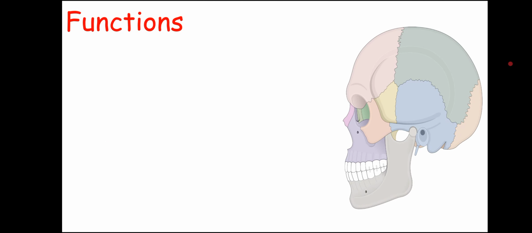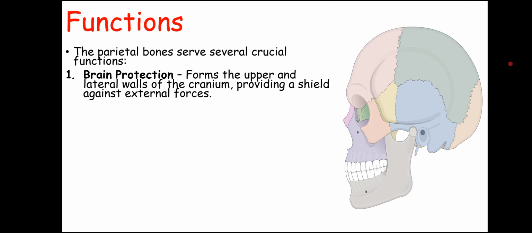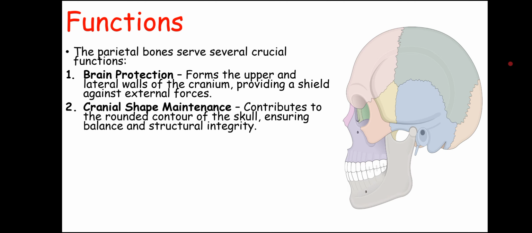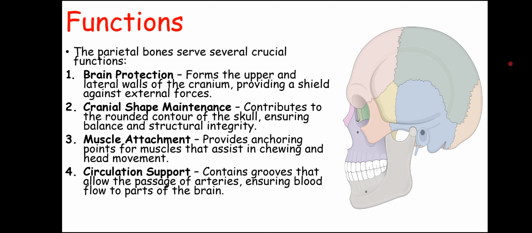Now let's talk about the functions of the parietal bone. The parietal bone serves several crucial functions, including brain protection, as it forms the upper and lateral walls of the cranium, providing a shield against external forces. The second function of the parietal bone is cranial shape maintenance, as it contributes to the rounded contour of the skull, ensuring balance and structural integrity. The third function is muscle attachment, as it provides anchoring points for muscles that assist in chewing and head movements. The fourth function of the parietal bone is circulation support, as it contains grooves that allow the passage of arteries, ensuring blood flow to the parts of the brain.